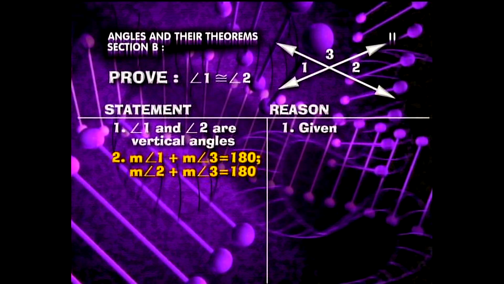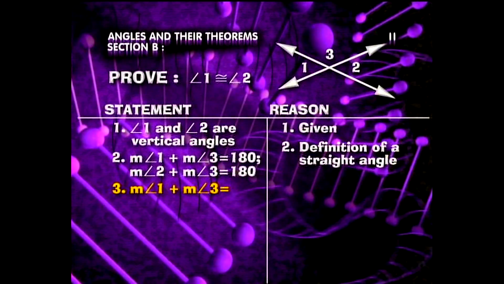And the sum of the measures of angle 2 and angle 3 equals 180. How do we know this? Because angle 1 and angle 3 form a straight angle, which measures 180 degrees. Ditto for angle 2 and angle 3. Our reason, this is the definition of a straight angle. Next, we'll set the sum of the measures of angle 1 and angle 3 equal to the sum of the measures of angle 2 and angle 3. Our reason is the substitution property, because, as we saw in step 2, each side of the equation equals 180.